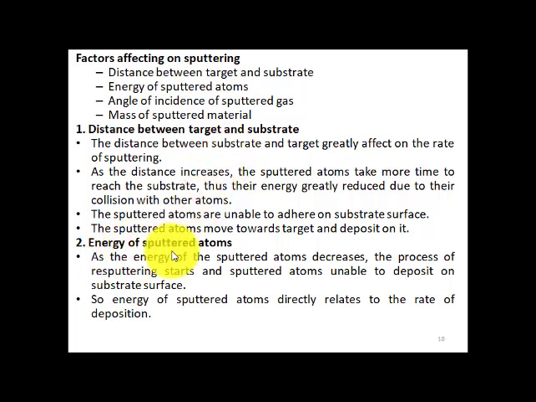Next one is the energy of sputtered atoms. When the ionized gas strikes the surface of the target material, the sputtered atoms are ejected. As the energy of the sputtered atoms decreases, the process of resputtering starts and sputtered atoms are unable to deposit on the substrate surface. So the energy of sputtered atoms directly relates to the rate of deposition.